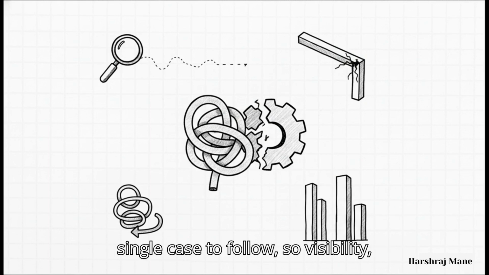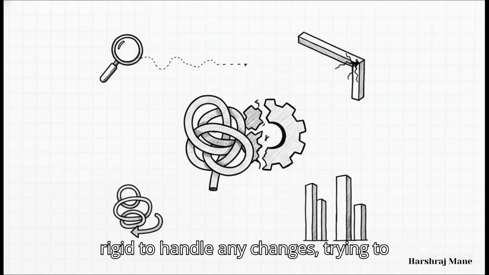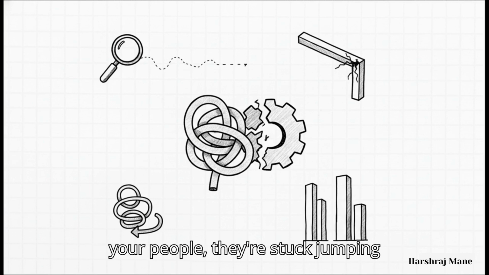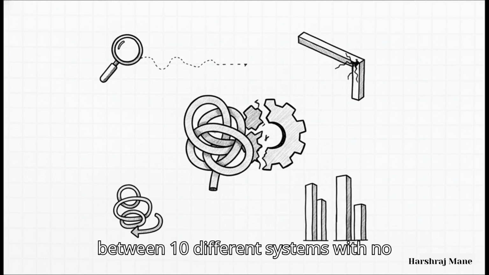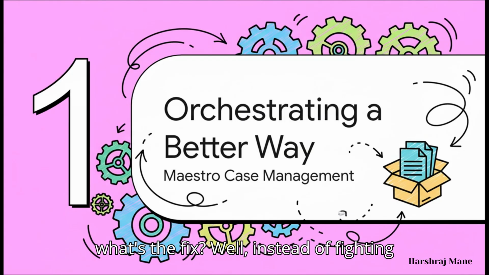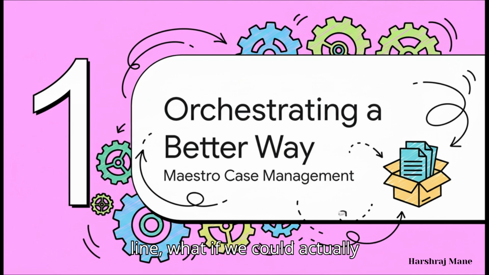You've got no single case to follow, so visibility, gone. The process models are way too rigid to handle any changes. Trying to manage rework is a total nightmare, and your people, they're stuck jumping between 10 different systems with no clear picture of what's going on. So what's the fix? Well, instead of fighting the chaos and trying to force a straight line, what if we could actually orchestrate it? That's the whole idea behind this new capability, UiPath Maestro Case Management.